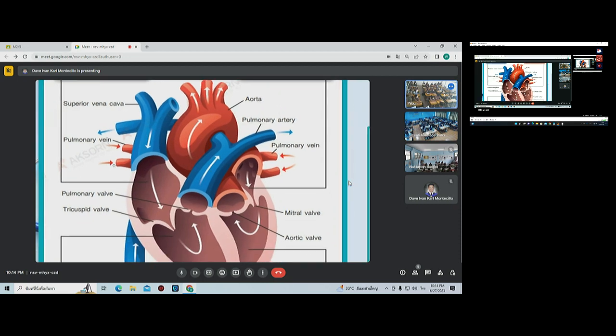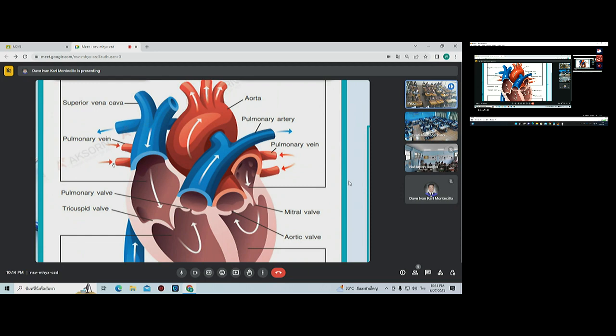Okay. Again, oxygenated blood, here, the arrow, enters the pulmonary vein. Oxygenated, blood with oxygen. And it enters the left atrium. Left atrium pumps to the left ventricle, and pumps out to the aorta here. In this hole, going out to the aorta.